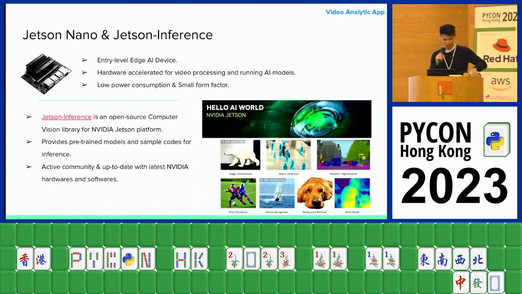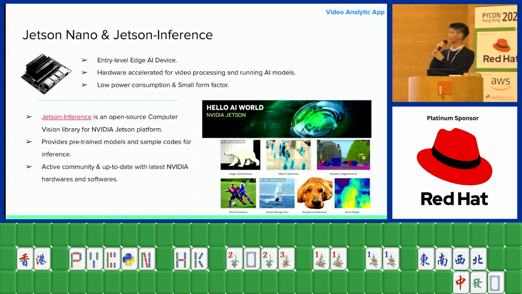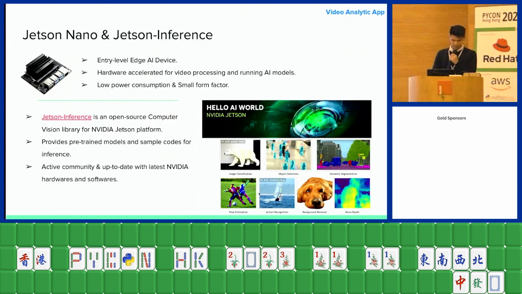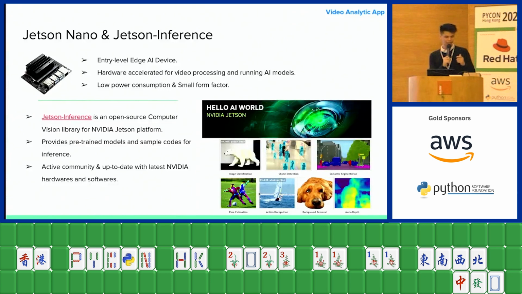I would also like to give a brief introduction about Jetson Nano. As mentioned, Jetson Nano is an entry-level edge device. It's quite cheap, and because of its price, it's being used in many STEM projects. But it is a hardware-accelerated device specifically for AI detections and video processing. So it's very fast compared to using CPUs to run models. Besides that, it has very low power consumption, I think it only uses around 20 watts, and it has a small form factor. As you can see, it's just the size of my hand. It's being widely used in AI IoT projects.